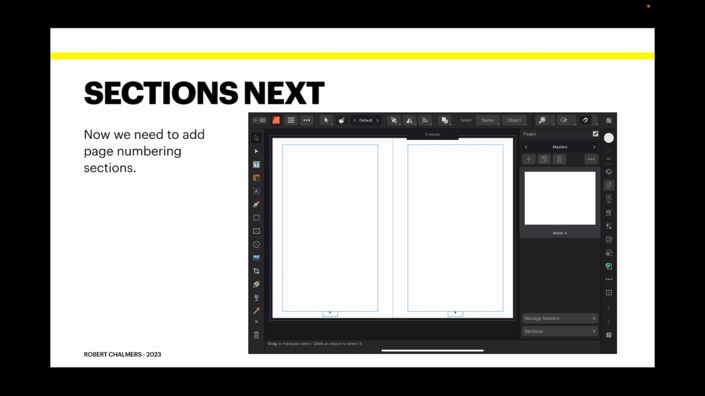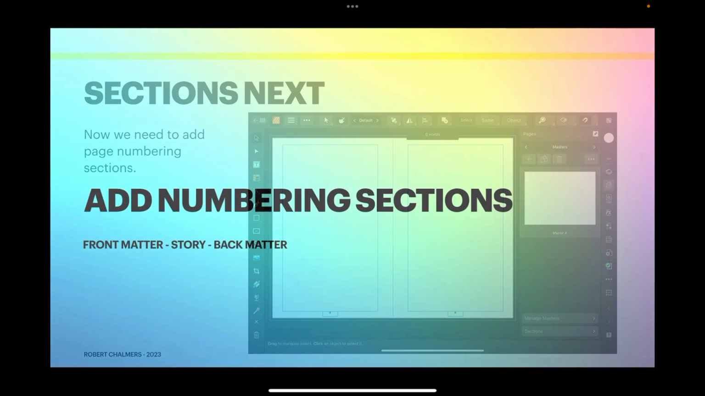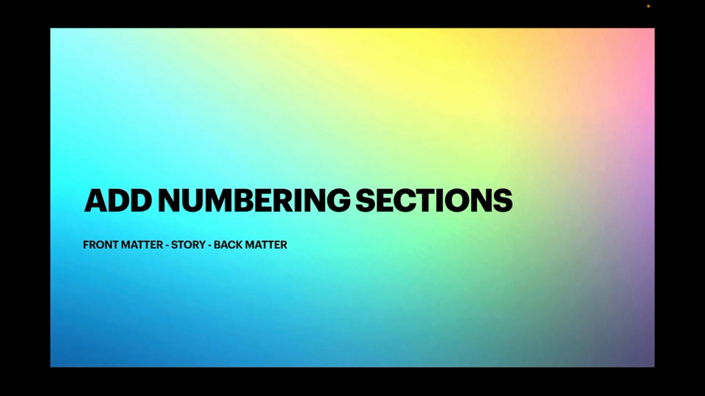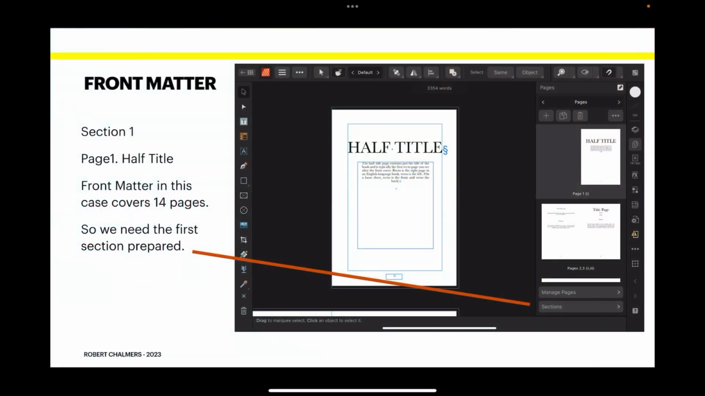Now, sections next. Now we need to add page numbering sections. And you can see on the right-hand side, right at the bottom, there's the panel for sections. That's what we're going to change now. Adding numbering sections for the front matter, the story, and the back matter.